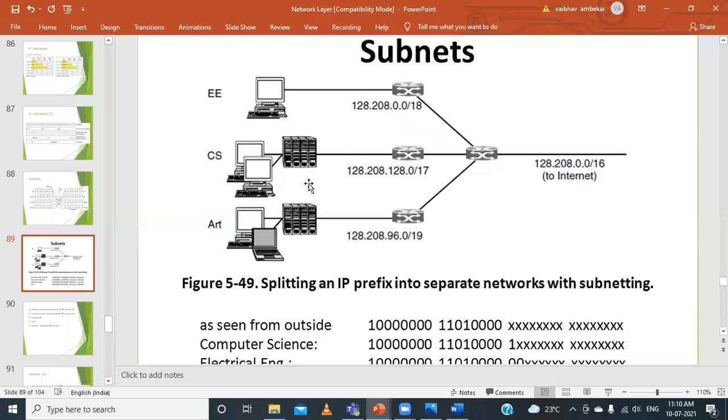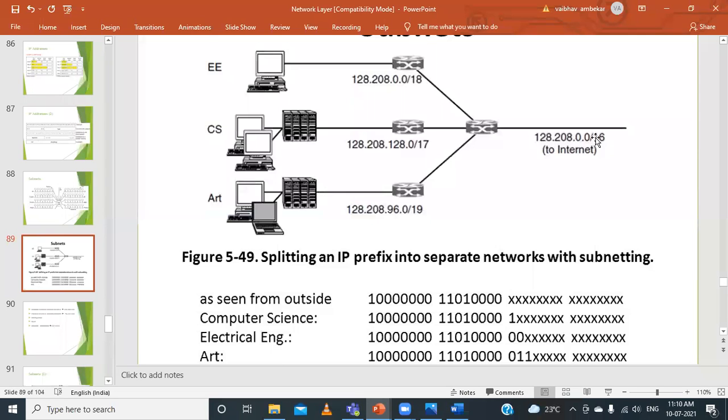Yes. Is this clear how a packet will reach the particular destination? You can just observe that originally we had only this 128.208.0.0/16. That is, the starting 16 bits are common. But again, if it grows, like earlier we had only one department, and later on electrical, CS, arts and so on, when it grows, we can further classify it.